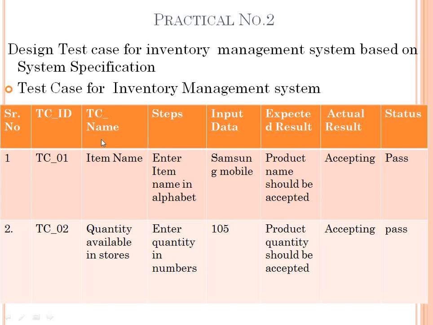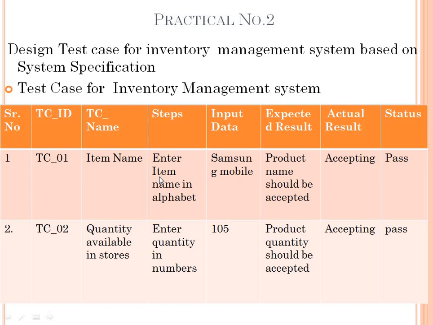The first is test case number 1 and the test case name is the item name. We purchased some Samsung mobile. So the test case name is the item name and the steps is enter the item name in alphabets. Then input data is Samsung mobile. Expected result: product name should be accepted. If the actual result is equal to the expected result, then status is pass, otherwise the test case is fail.